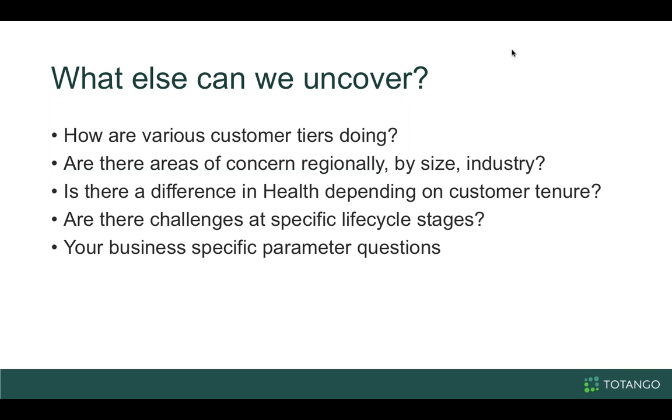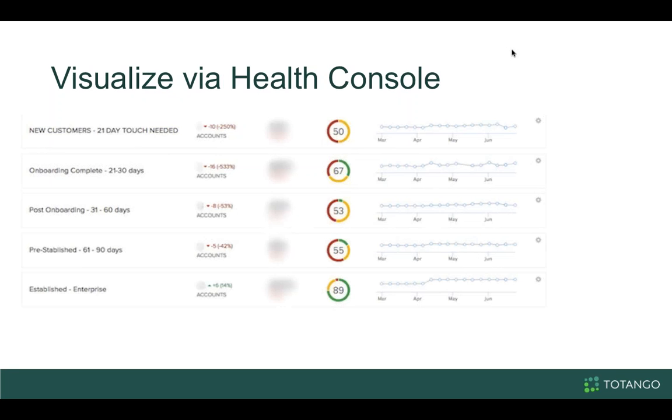Or do we have more problems when we approach renewal phases? So, something to pay attention to. And of course, your business-specific parameter questions. Is there something unique to your business that Tatango can help uncover? Can we ask the right questions based on your business and expose some potential areas where you need to improve?